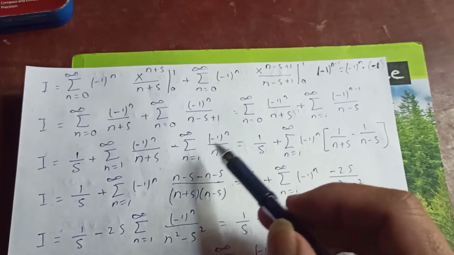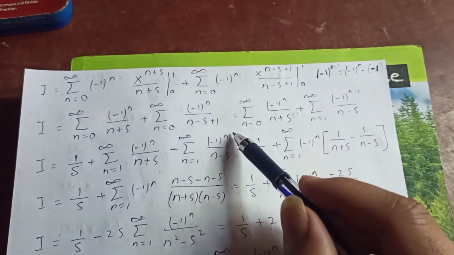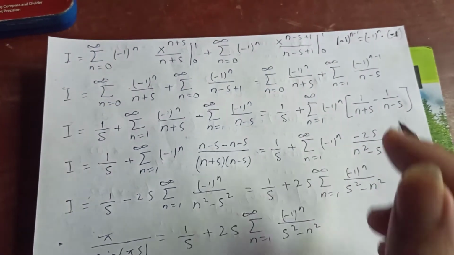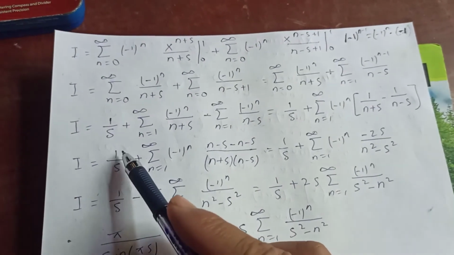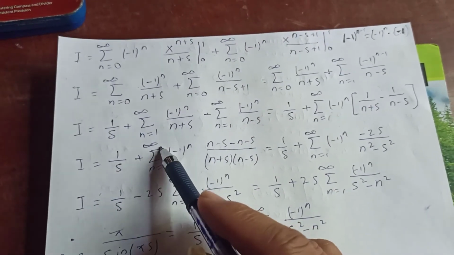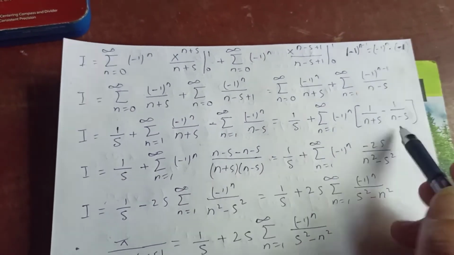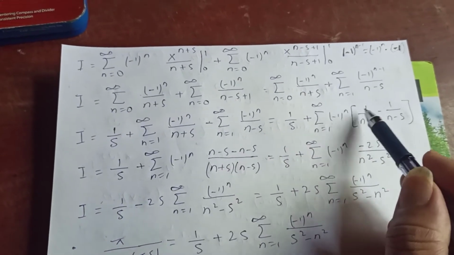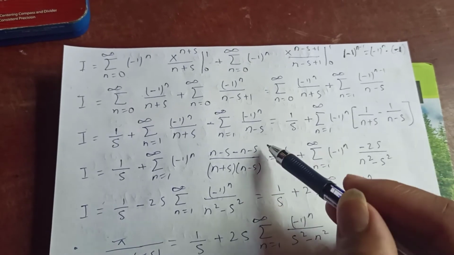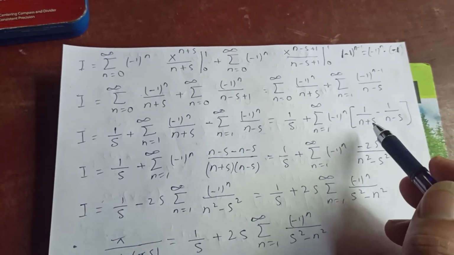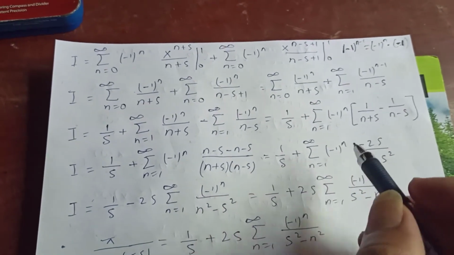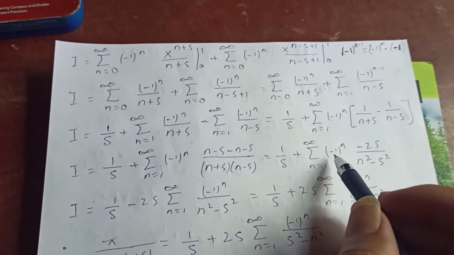1 over n plus s, this one, minus 1 over n minus s. Now this one, now combine them again. I is equal to 1 over s plus sum from n equal to 1 to infinity minus 1 to the n. So if you combine them, you will get n minus s minus n minus s again here, right? Upon n plus s n minus s, which is equal to 1 over s plus sum from n equal to 1 to infinity minus 1 to the n.